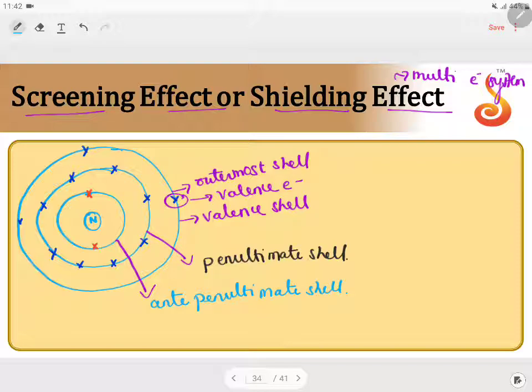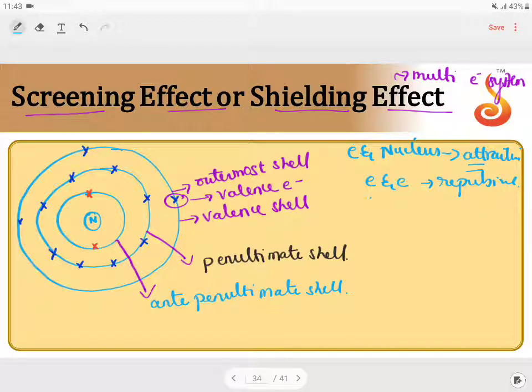Our basic understanding is that between an electron and the nucleus, there is always an attractive force. Between electron and electron, there is always a repulsive force. In a multi-electron system, we have these two types of forces. If an atom is said to be stable, the net attractive force should predominate.